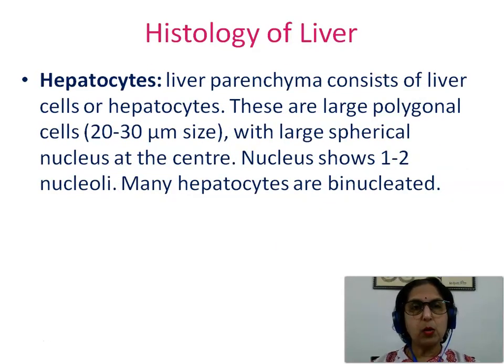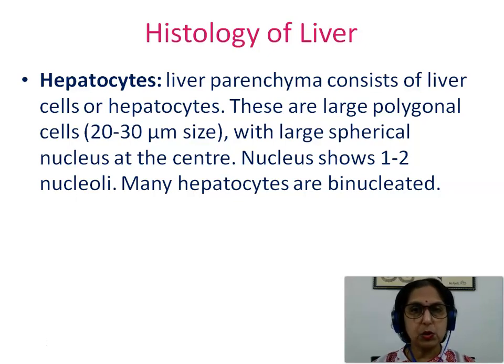We now go on to study the hepatocytes. Liver parenchyma consists of the liver cells called as hepatocytes. These are large polygonal cells which measure between 20 to 30 micrometers in size. Each cell having a large spherical nucleus at the center.